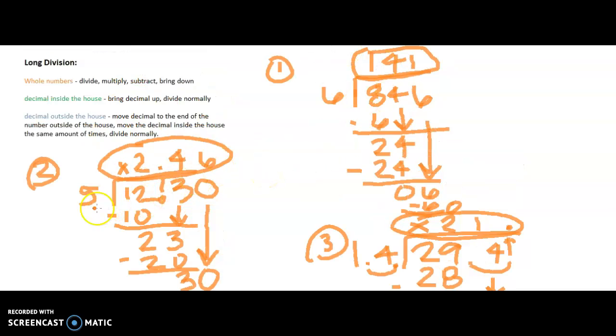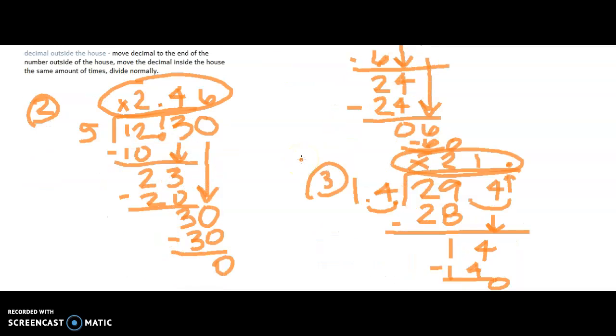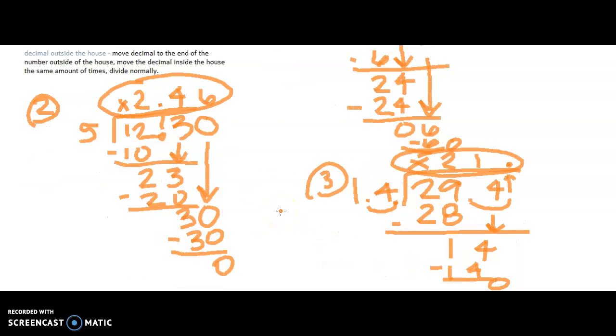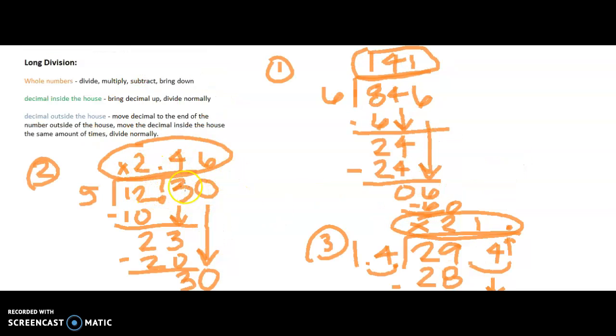Decimal outside of the house is what we just did. We did decimal inside of the house, just bringing it up, and then we did some whole number. So make sure that you are working on those multiplication charts. That'll really help you out here. And remember, you guys can always check your work by multiplying these together in the end, and if they equal out to what is inside of the house, then you guys are good to go.